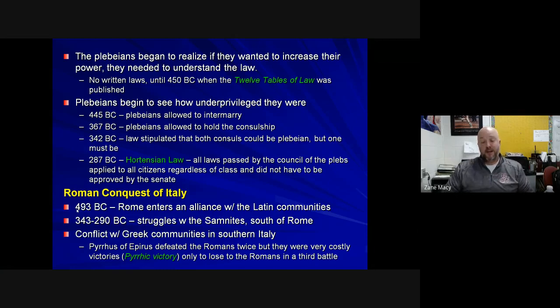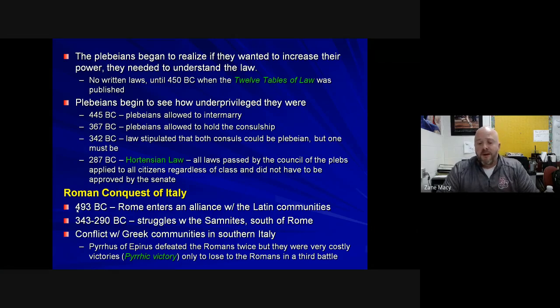And when they pulled the troops out of the region they had just conquered to retake their own land, the Samnites would take it back. It was just a push and pull between these two groups for the better part of 50 years. Eventually they defeat the Samnites and absorb that territory into the Republic. As they push farther south, they're going to start coming into contact with the settlements that the Greeks had established in southern Italy.